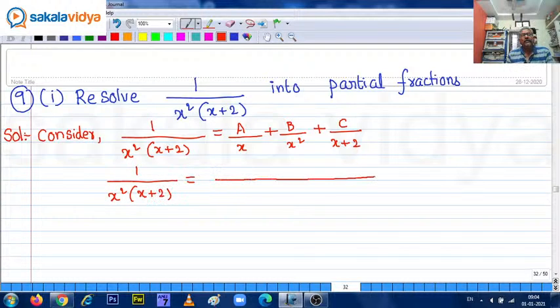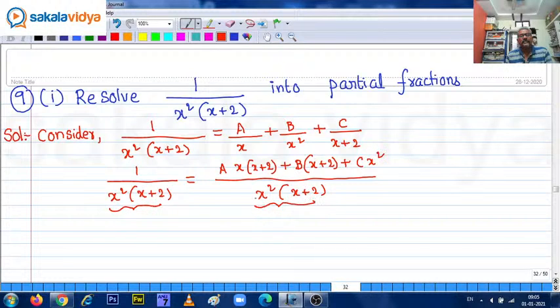Here the LCM will obviously be the same, so write down x square times x plus 2. Now x square times x plus 2 divided by x, here x times x plus 2 into a, multiplied by x times x plus 2. Plus x square gets cancelled, b times x plus 2, plus x plus 2 cancels, c times x square. So now these two get cancelled on both sides.